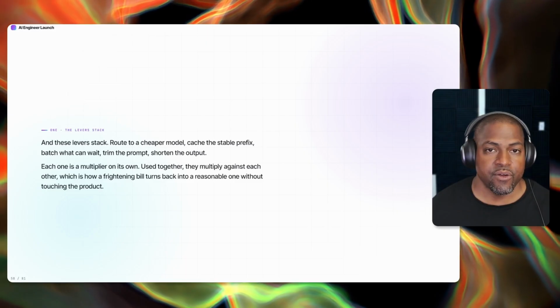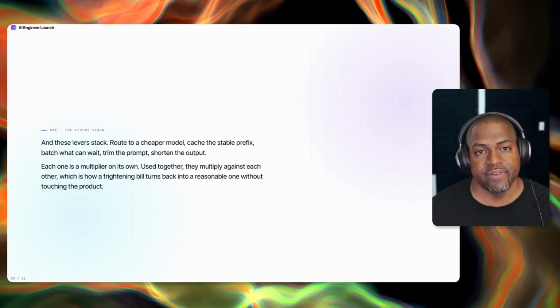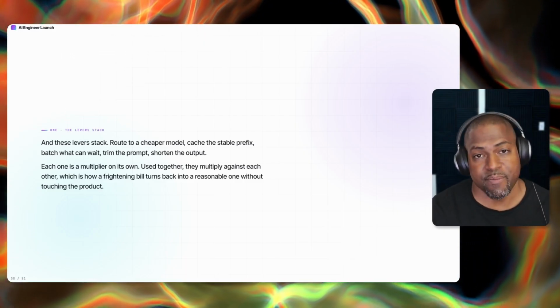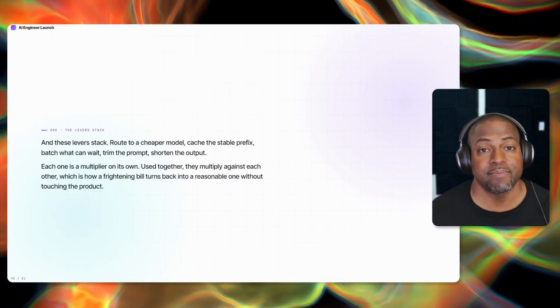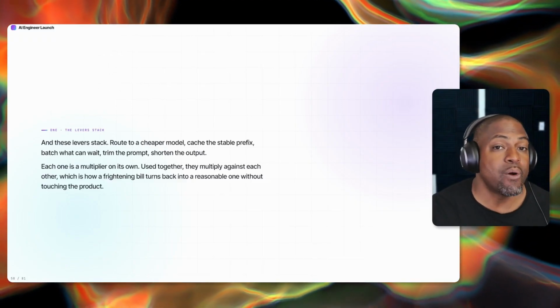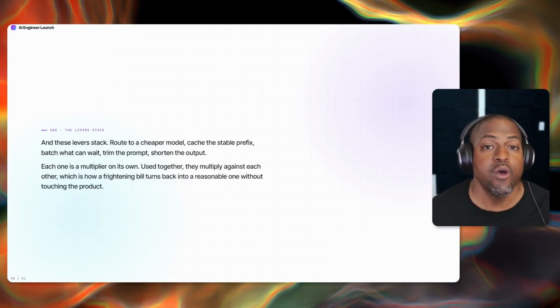These levers multiply together. Route cheaper, plus cache the stable prefix, plus batch what can wait, plus trim the prompt, plus shorten the output. Each one is a multiplier on its own. Used together, they multiply against each other. This is how a frightening bill turns back into a reasonable one without touching the product.